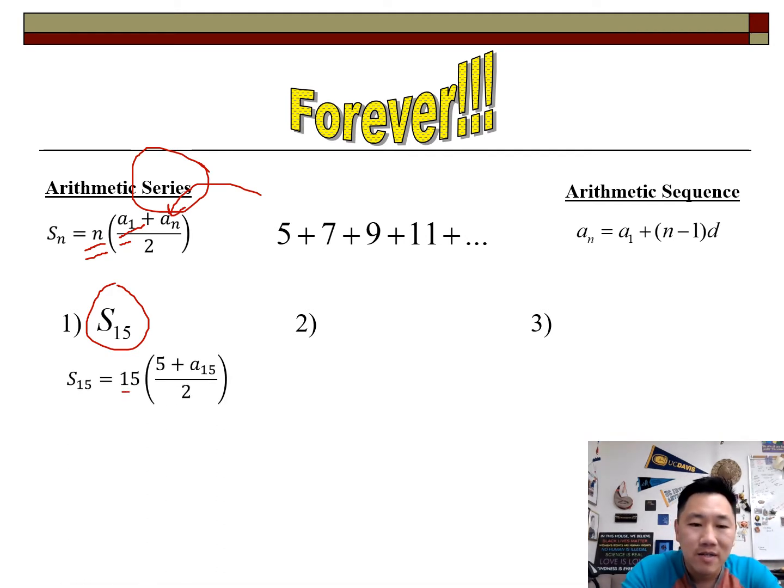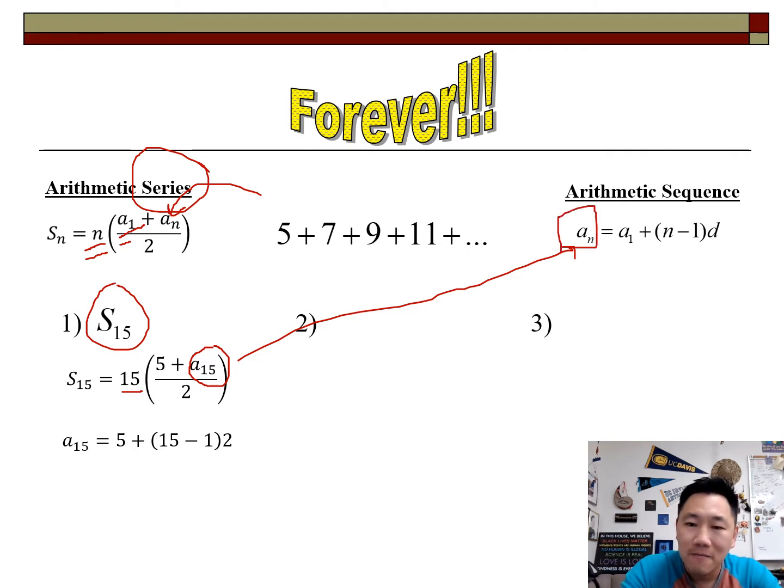15 is the n, but we don't know what the 15th term is, so we have to jump over this formula to plug everything in. We're looking for this. We know the first term. We know n is 15, and then we know the common difference is 2. All right, so plug everything in, solve it out. Now we know the 15th term is 33.